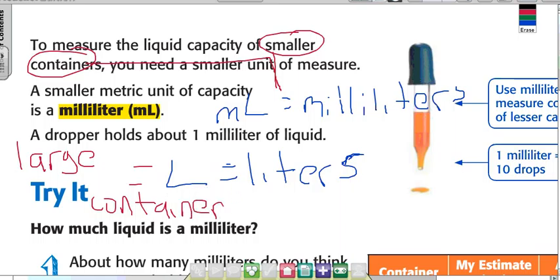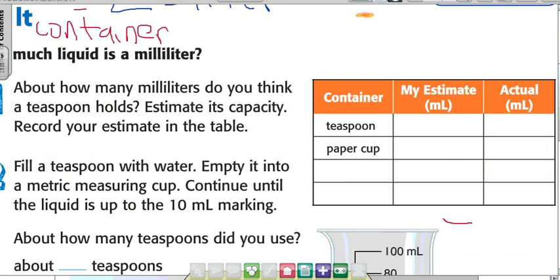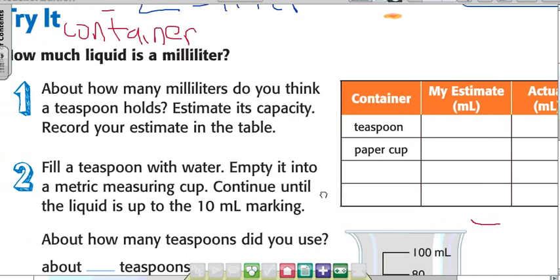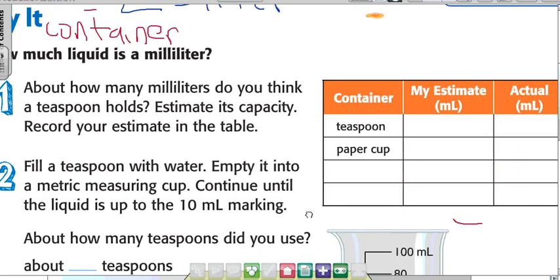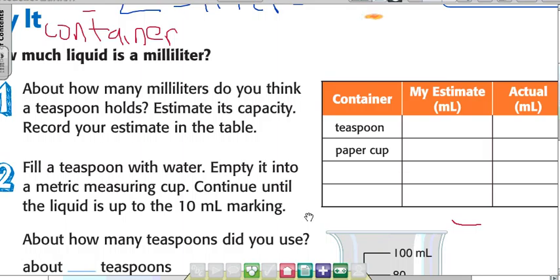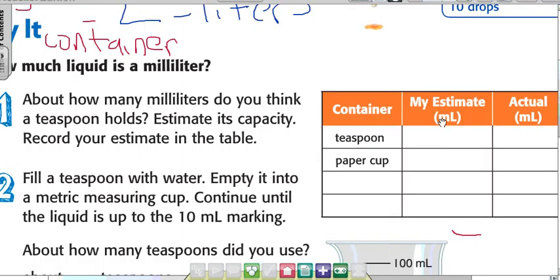So they know to find that out. Do a couple examples. So here's one example that we have. It says, how much liquid is a milliliter? About how many milliliters do you think a teaspoon holds? I would say maybe 10 milliliters. A paper cup, maybe 20 milliliters, depending.